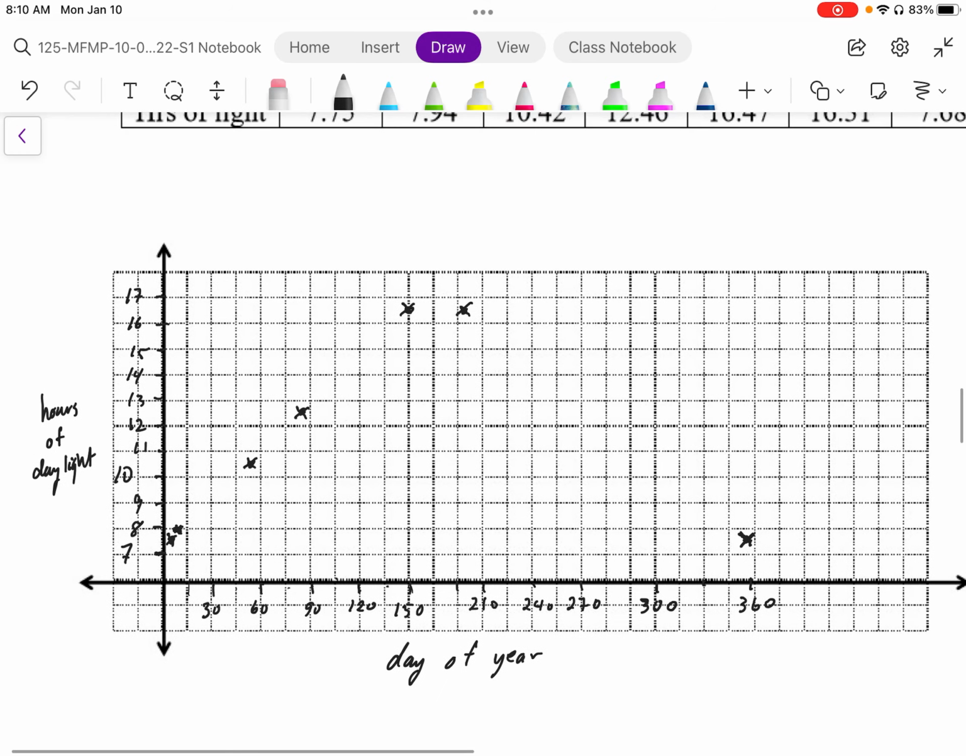We're going to put it on our graph here. I've scaled my vertical axis as hours of daylight, starting at 6 hours as the base, so my scale is from 7 to 17. My x-axis gives the day of the year, and I've gone up to 360. Each increment is about 15 days. Plotting this data, we get this kind of pattern.